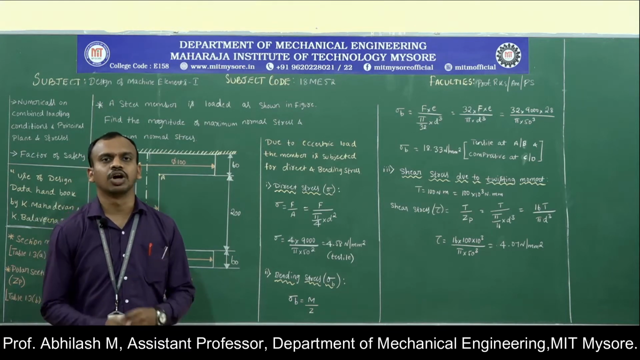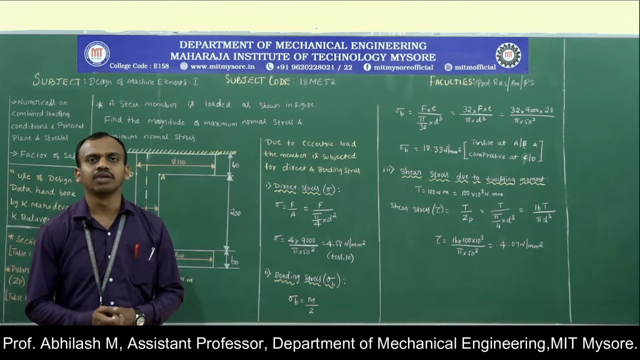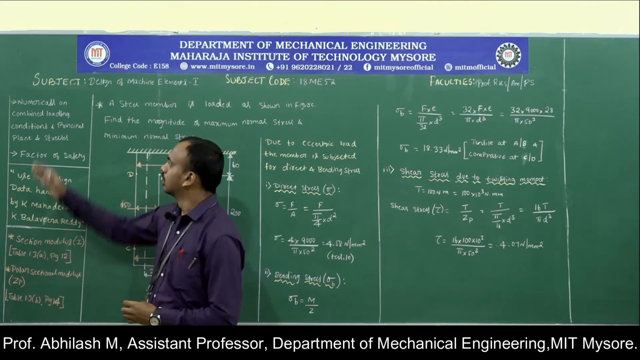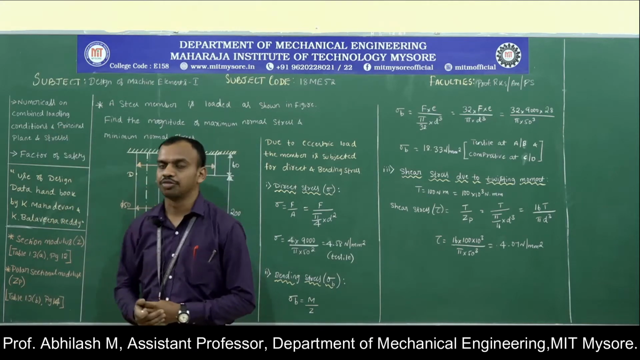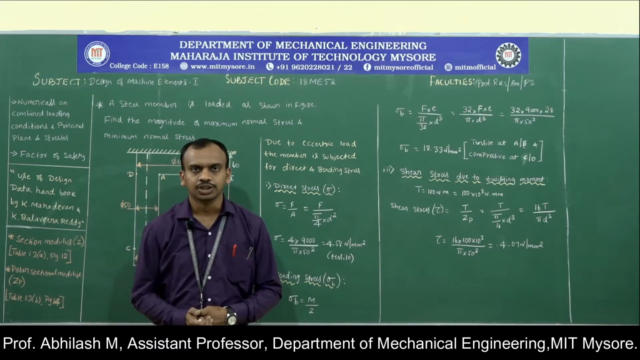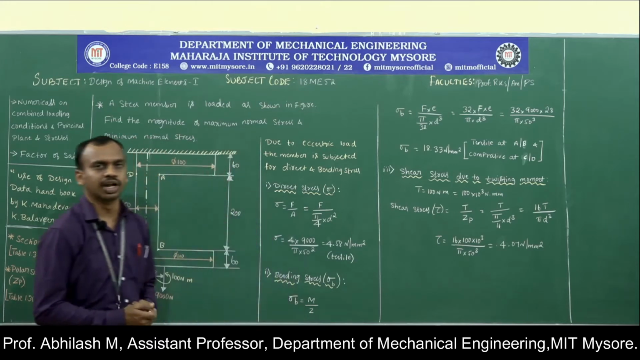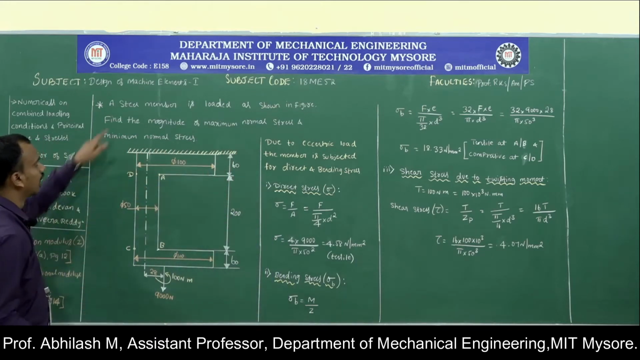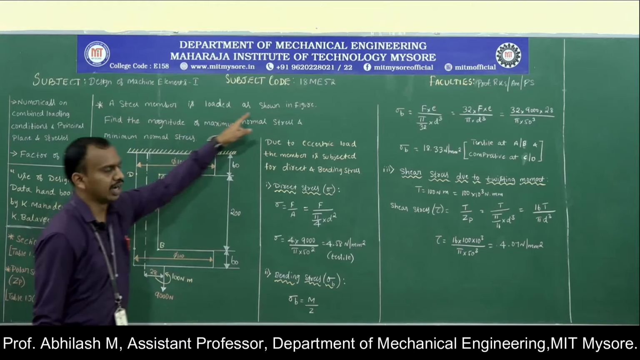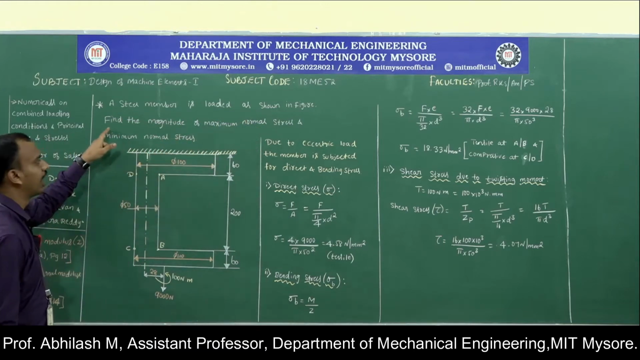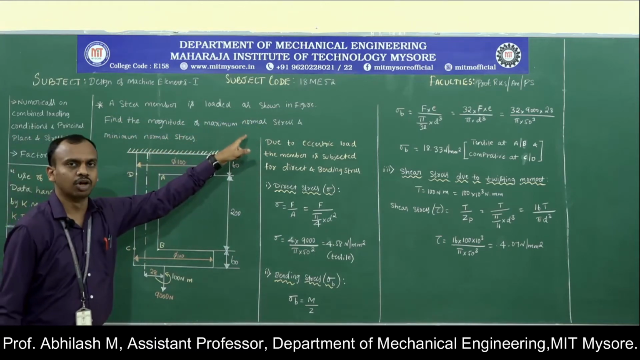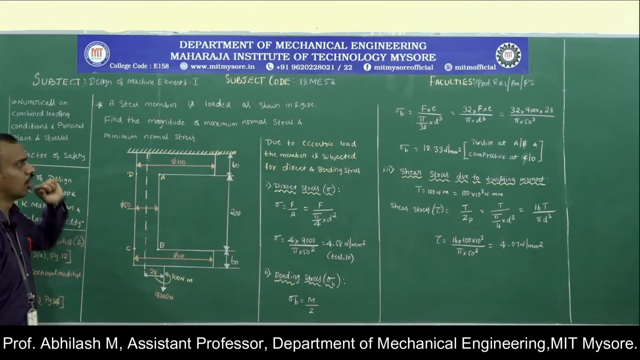In the previous session on the design of machine elements, we began with the problematic sessions on combined loading and the conditions of principal planes and stresses. In today's session, we will continue with the next problems. The next problem states that a steel member is loaded as shown in the figure. Find the magnitude of the maximum normal stress and the minimum normal stress.